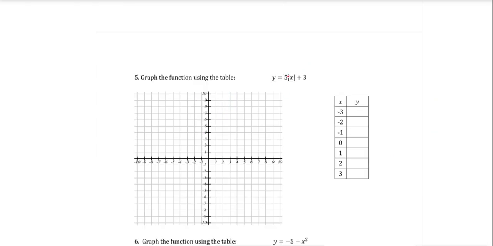Here we have a more complicated but still linear absolute value. That means just multiplying by constants and adding constants. Nothing else is going on here. No squares, nothing like that. So let's take a look at that. We want to evaluate this at each position.